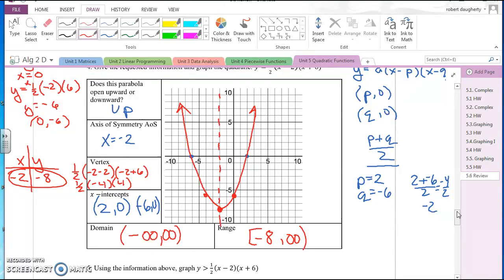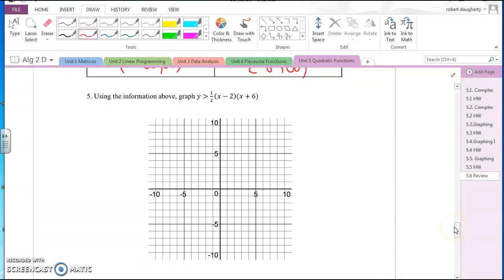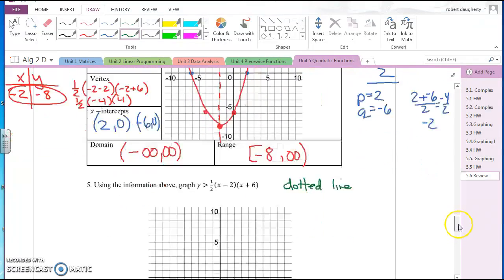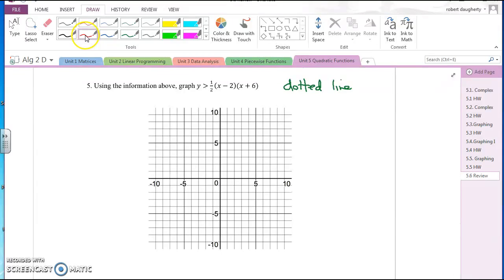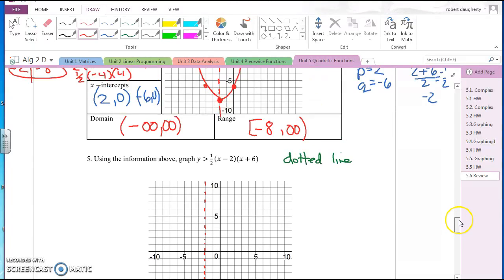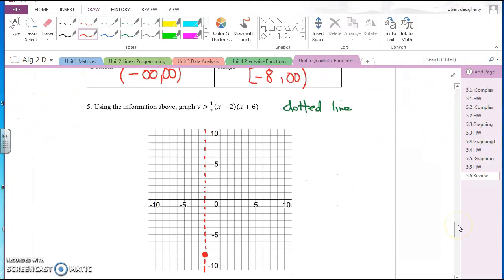So now they're asking me to graph, similar to that, y is greater than 1/2 (x minus 2)(x plus 6). So an inequality, I look at that inequality and I know immediately I'm going to be drawing a dotted line, okay? So I just need to replicate what I drew a moment ago. So I had axis of symmetry at negative 2, so I had a line right here. Negative 2, negative 8, that was where the vertex was. And then I found points at negative 6 and 2.